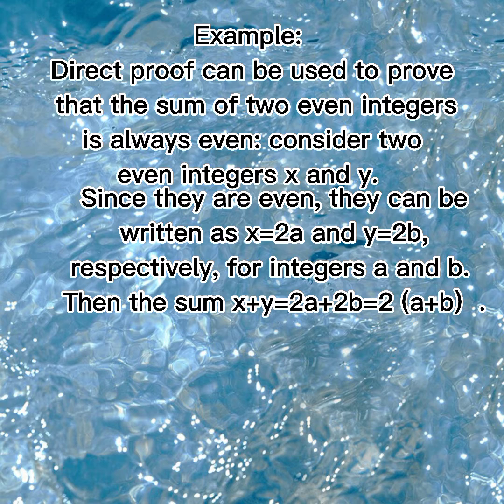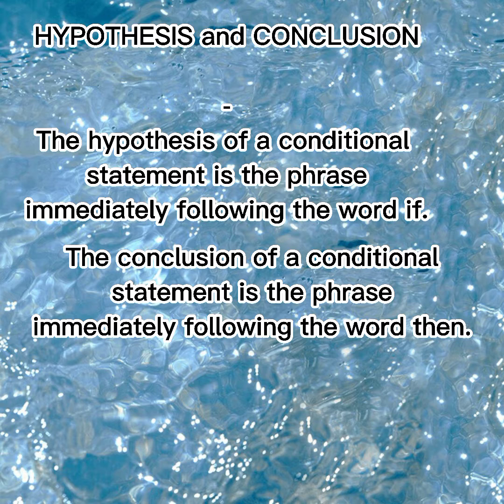Respectively, for integers a and b, the sum x plus y equals 2a plus 2b, which equals 2 open parenthesis a plus b close parenthesis. Next is hypothesis and conclusion.